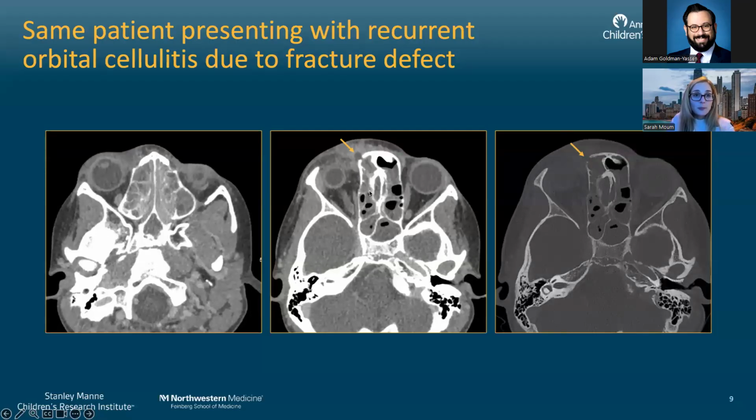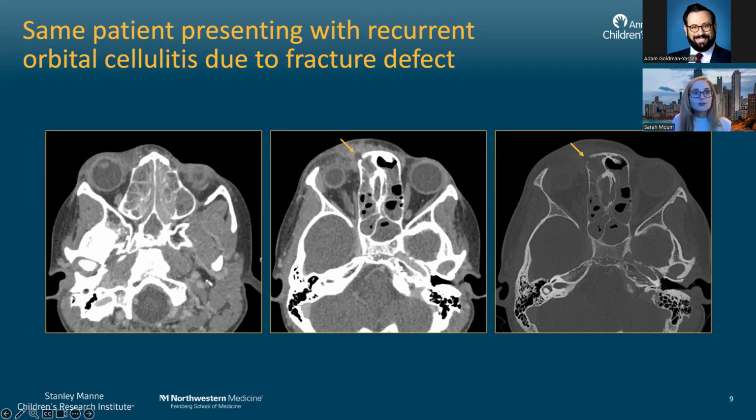of the right orbit. If we turn our attention to the area where we had seen the fracture previously, now there's this new discrete defect in that location. So a persistent fracture defect there. We can also tell that the bone doesn't look exactly normal in that location. It's a little mottled in appearance. And then notably, another reason for this surrounding inflammation, we're seeing this focal abscess at that fracture defect. So there's a communication because it didn't heal. There's a communication through the fracture defect between the sinuses and then the periorbital soft tissues.